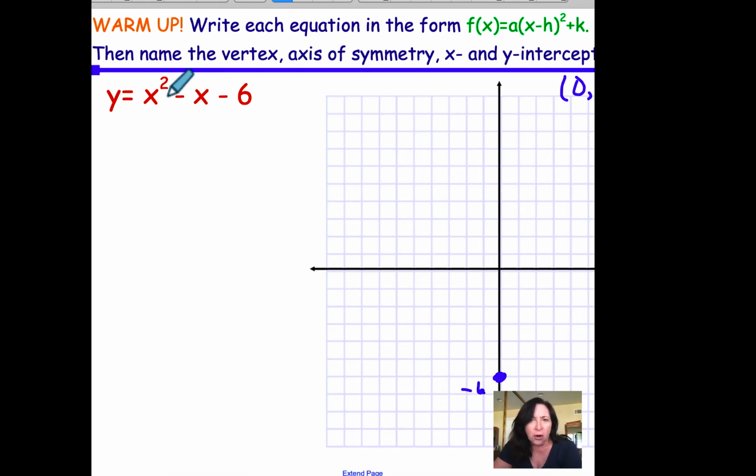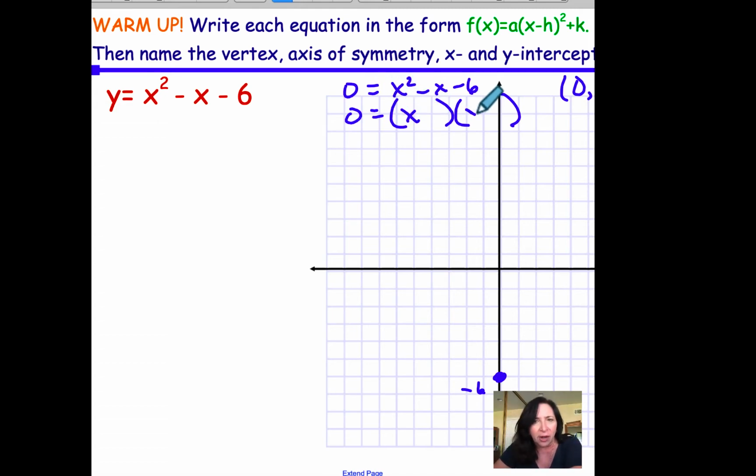Next, we are going to find the x-intercepts, and we find the x-intercepts by setting y equal to 0. So in setting y equal to 0, we would go 0 equals x squared minus x minus 6. And for this problem, I would suggest factoring to just start with, because we haven't really done the quadratic formula too many times yet. Factoring, we're going to have x times x. To make negative 6, it'll be a negative 3 and a positive 2, because those multiply to be negative 6 and add up to be negative 1.